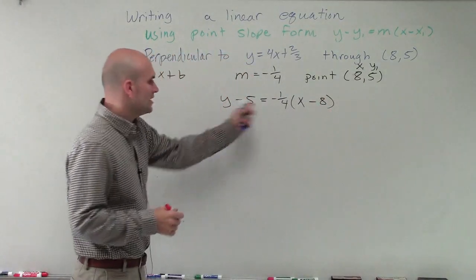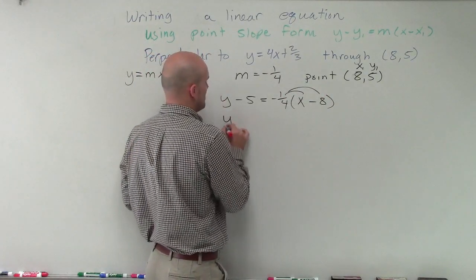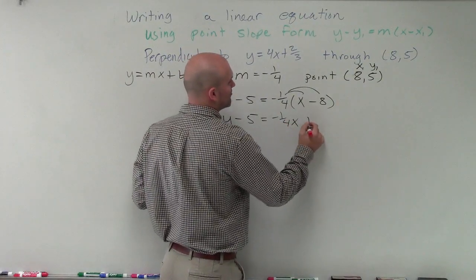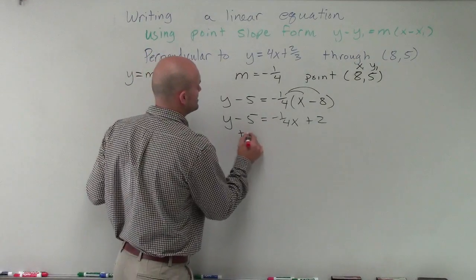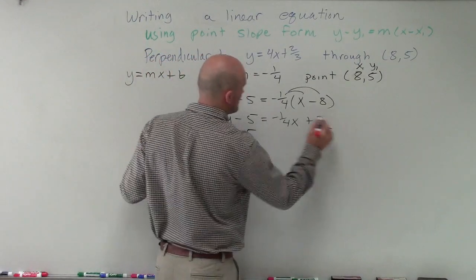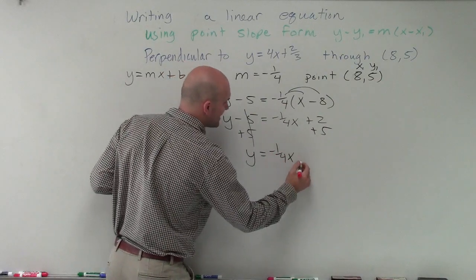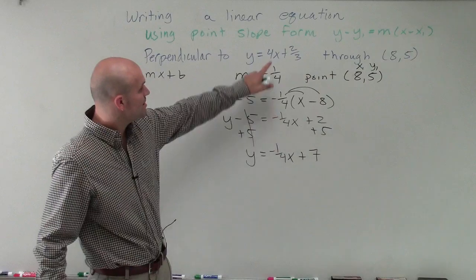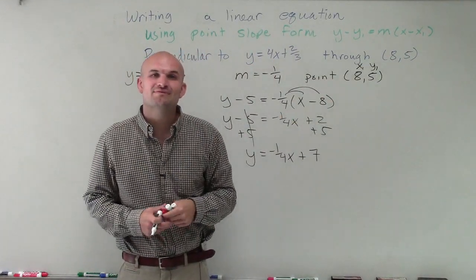All right? Therefore, I can't simplify the left side, but on the right side, I can apply the distributive property. So I have y minus 5 equals negative 1/4 x plus 2. Now, I just need to solve for y, so I add 5 to both sides. Therefore, I get y equals negative 1/4 x plus 7. And therefore, that is my new equation that is going to be perpendicular to this line, but also goes through the point (8, 5). Thanks.